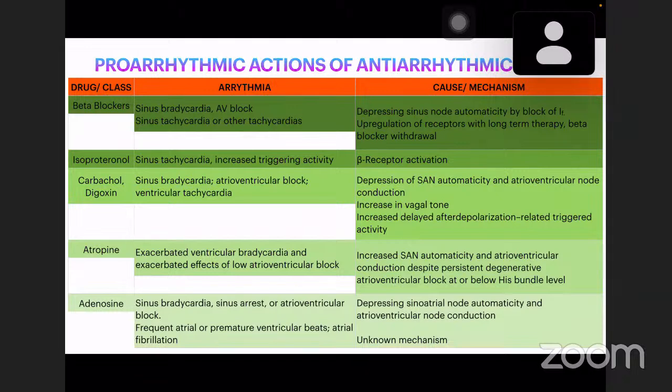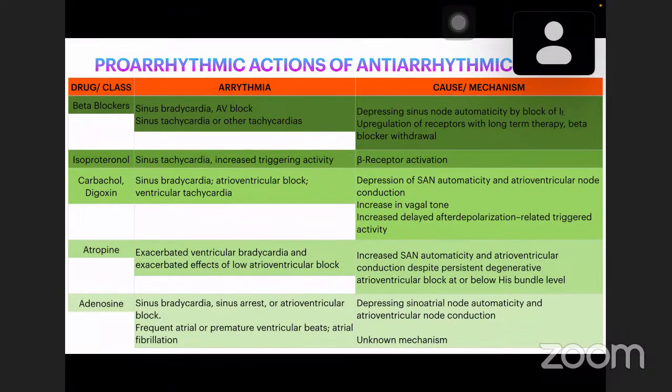So coming to isoproterenol, sinus tachycardia, increasing the triggering activity by beta receptor activation. Carbachol and digoxin, sinus bradycardia, AV block, ventricular tachycardia because of the sinus node depression and decreasing the automaticity and AV node conduction, increasing the vagal tone, increasing the delayed afterdepolarization related trigger activity. So atropine exacerbates ventricular bradycardia and exacerbates effects of low atrioventricular block. So it increases the SA node automaticity and atrioventricular conduction despite persistent degenerative AV block at or below the His bundle.